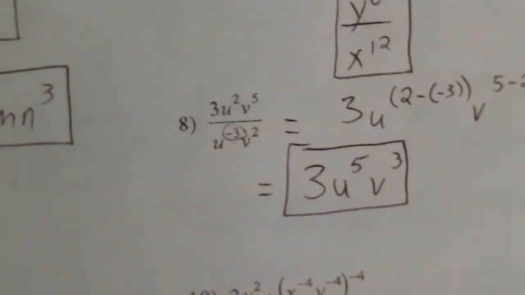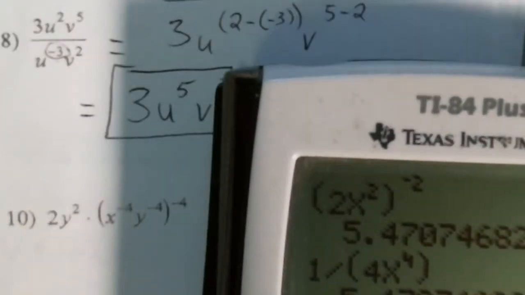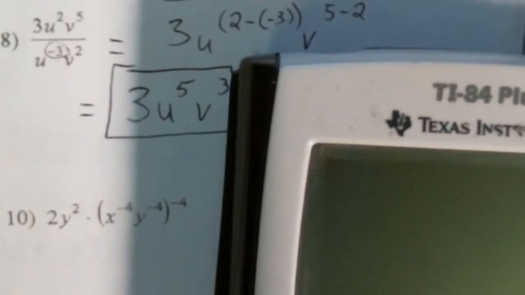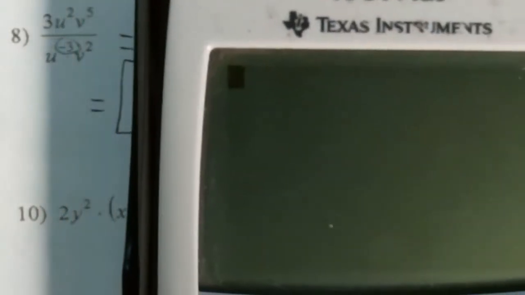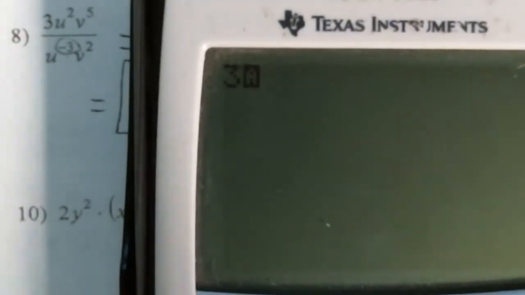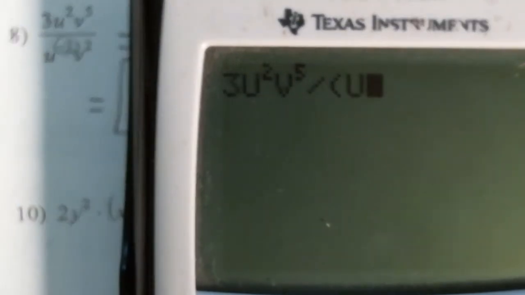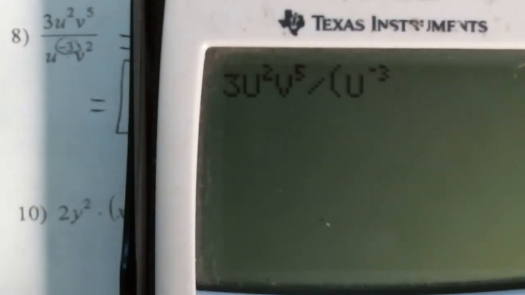Okay, let's check that one. I want to ingrain in your brain the importance of using this little calculator trick to check your answers. So you can take those c's and b's and turn those into b's and a's. Let's enter in the problem exactly the way that we see it. 3 alpha u squared alpha v raised to the 5. Drop my cursor back down. I got more than one thing in the denominator, so I got to put all that in parentheses. Alpha u raised to the negative 3. Drop my cursor back down. Alpha v squared. Close the parentheses.